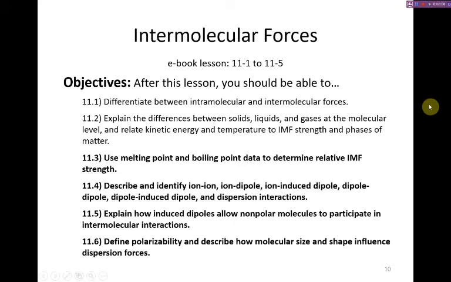In this video, we're going to continue learning about intermolecular forces. We're going to learn about the different types of intermolecular forces that occur and what causes variations within them. Specifically, we're going to learn about ion-ion, ion-dipole, ion-induced dipole, dipole-dipole, dipole-induced dipole, and dispersion forces. Let's begin.